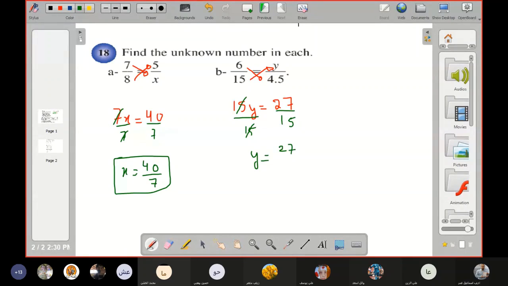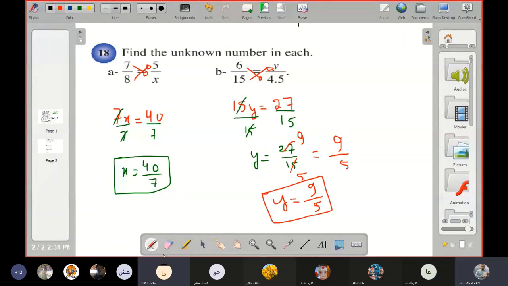27 over 15. Can we simplify here, Muhammad Asim? 27 and 15. Yes, we can simplify by 3: 9, and by 3: 5. So the final answer is 9 over 5. Y equals 9 over 5. Okay, this is all for today.